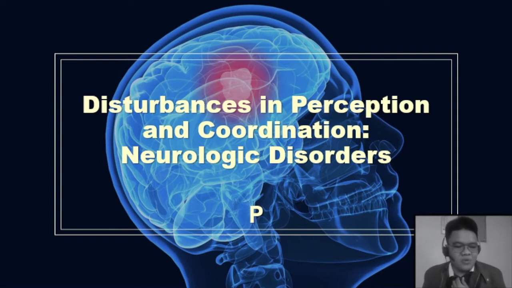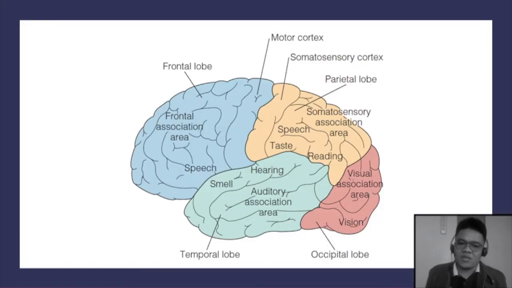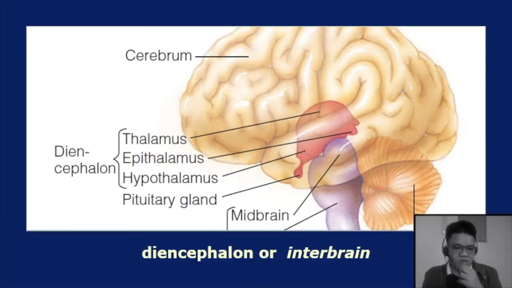This is a continuation of your discussion on anatomy and physiology of your nervous system. So we've talked about your cerebrum on the previous recorded lecture. I hope that you'll recall the specific functions of your frontal, temporal, parietal, and occipital lobe. Then we'll proceed to your diencephalon. Class, your diencephalon is also known as your interbrain. Your diencephalon is composed of your thalamus, epithalamus, and your hypothalamus.